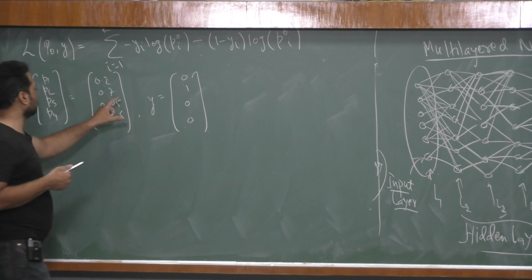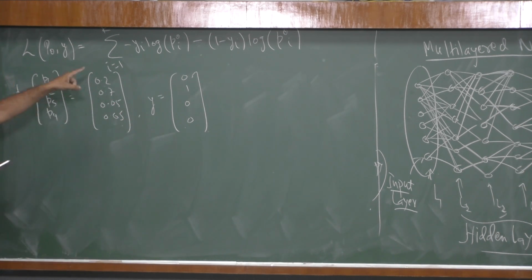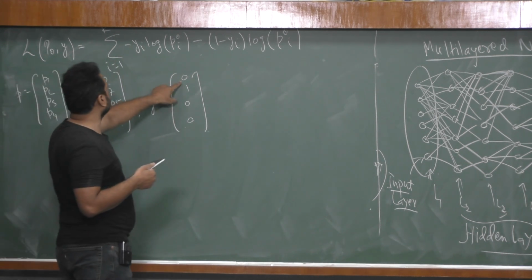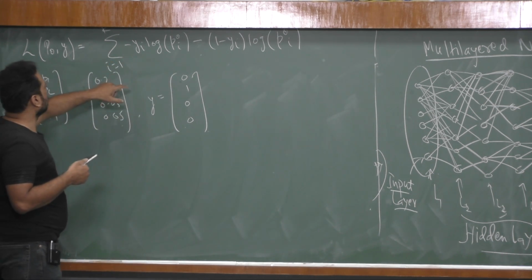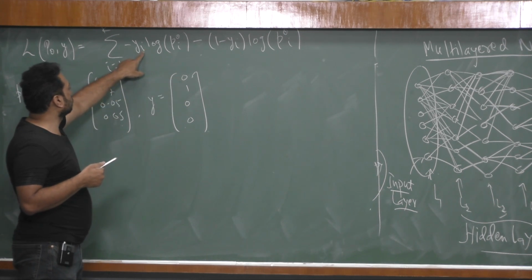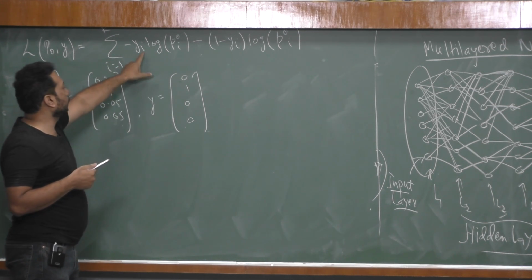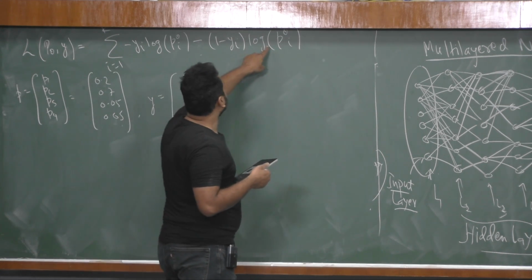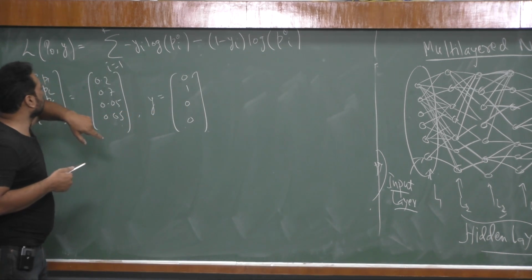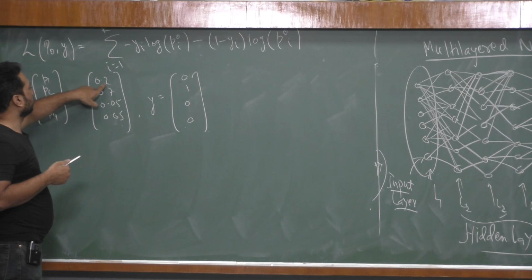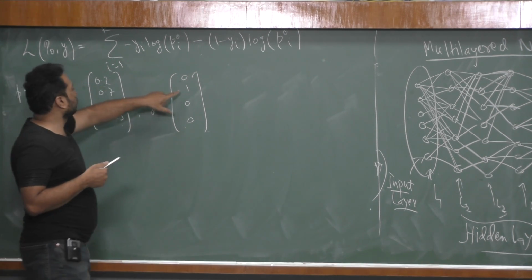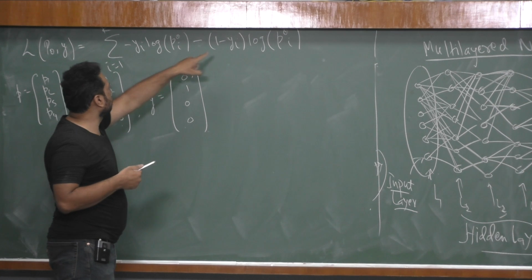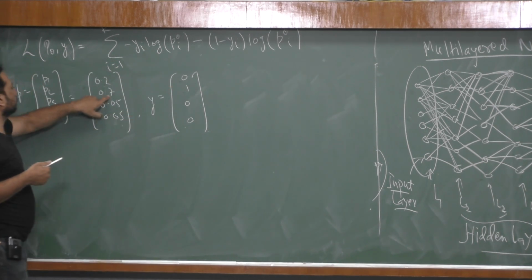So this is the Y we have, and this is the P matrix we have, and then we put it in the loss function. As you can see, it is working component-wise. For the first one, y is 0, so that term goes away anyway, and you are only looking at the log of p1, so log of 0.2. Similarly, you go to the second one, where y2 is 1, so the other term becomes 0, and it is log of 0.7, and so on.